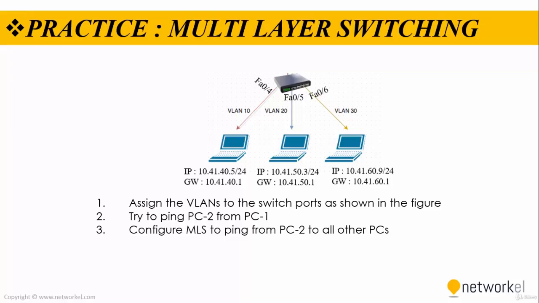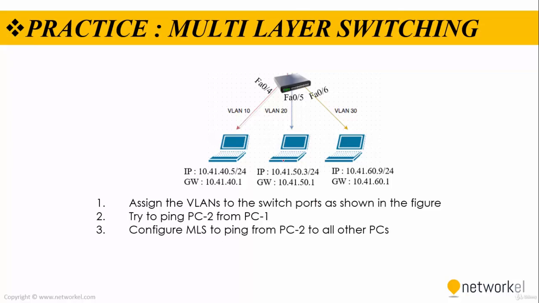In this section, we are going to configure multi-layer switching on Packet Tracer and we'll make a lab about it. We have 3 steps to accomplish. In the first step, we need to assign the VLANs to the switch ports as shown in the figure. In the second, we are going to try to ping PC2 from PC1. And in the third, we need to configure multi-layer switch ping from PC2 to all other PCs.